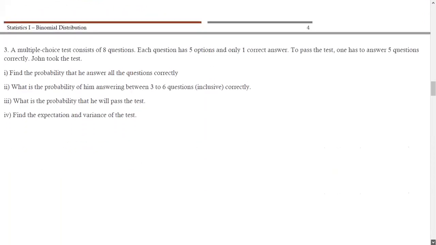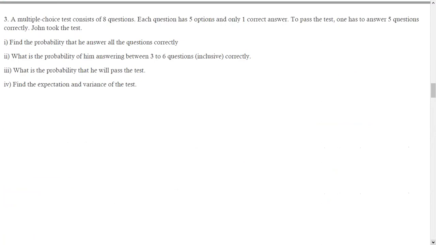Question 3. A multiple choice test consists of 8 questions. Each question has 5 options and only 1 correct answer. To pass the test, one has to answer 5 questions correctly. John took the test. Find the probability that he answers all questions correctly. As I say, 3 steps. So what is your step 1? Declare your random variable.